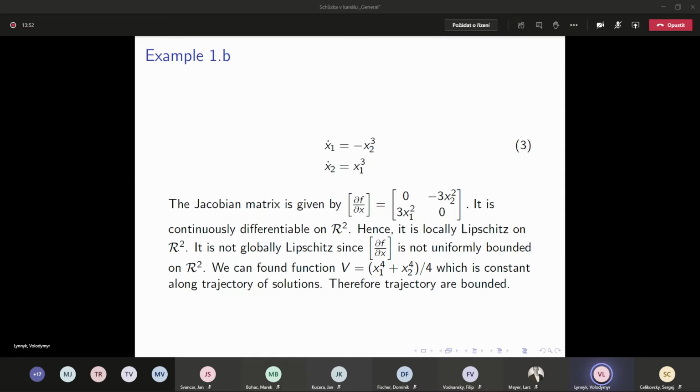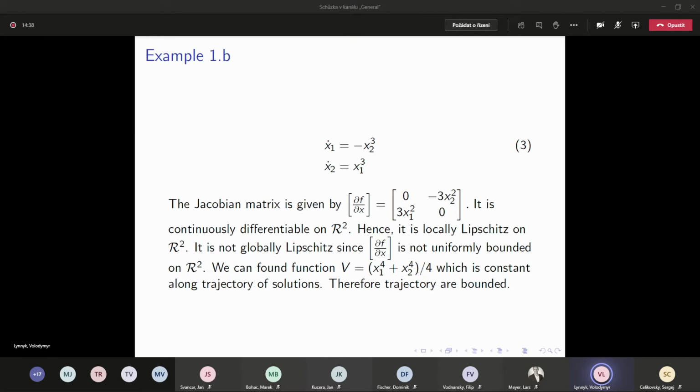Okay, the next example is x1 dot equal to minus x2 cubed and x2 dot equal to x1 cubed, and we can calculate the Jacobian. It is continuously differentiable on R2 and it is locally Lipschitz on R2, but it is not globally Lipschitz since the Jacobian is not uniformly bounded on R2. In the same way we can find the next function V, which is constant along trajectories of solutions, and therefore trajectories are bounded.